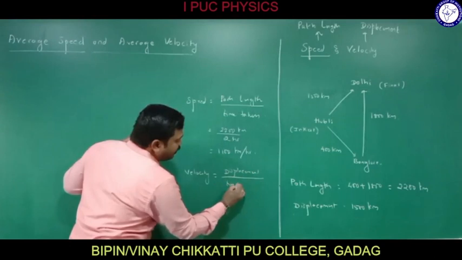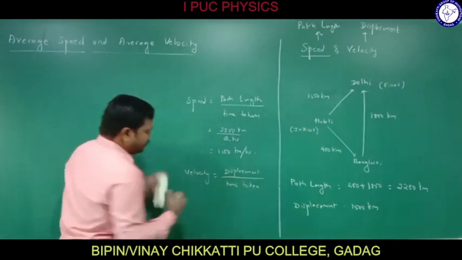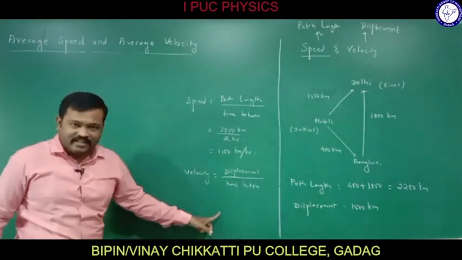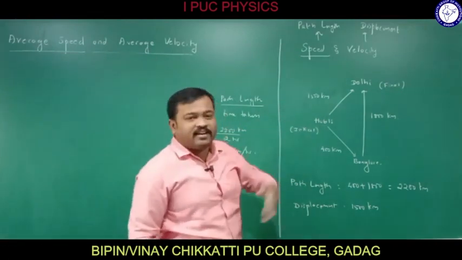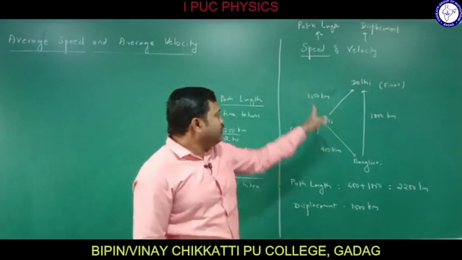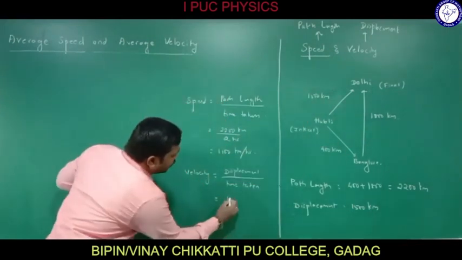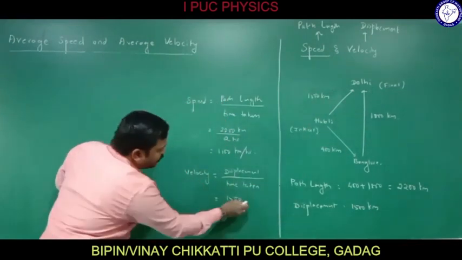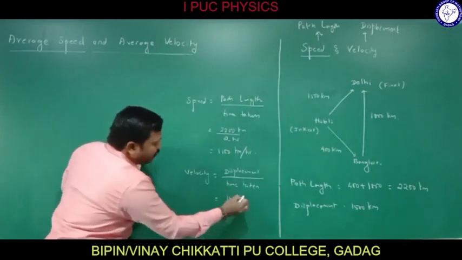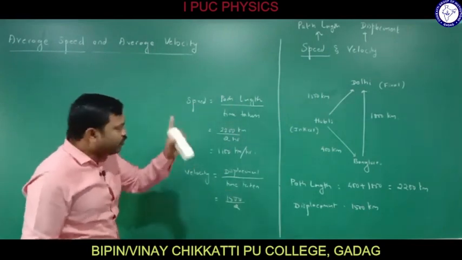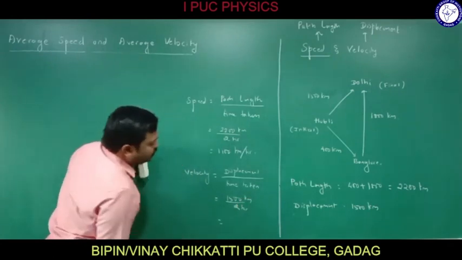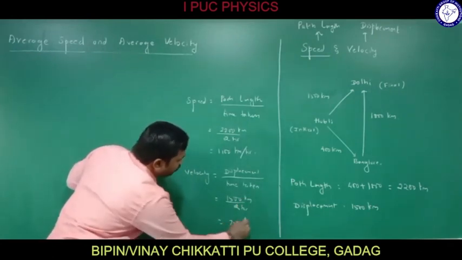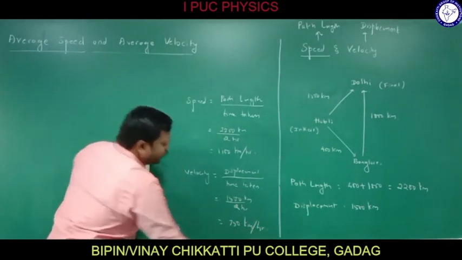Displacement divided by time taken, right? So if I want to calculate the displacement, this is initial, final, take the shortest distance. If the shortest distance is 1500, and again we take 2 hours to travel from Hubli to Delhi, then what is the velocity? Velocity is 750 kilometer per hour.